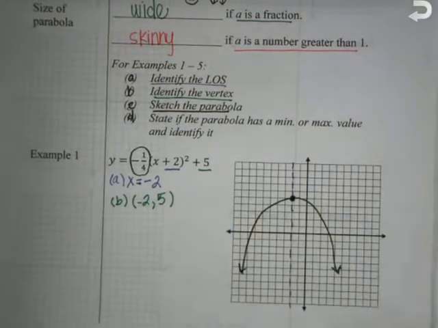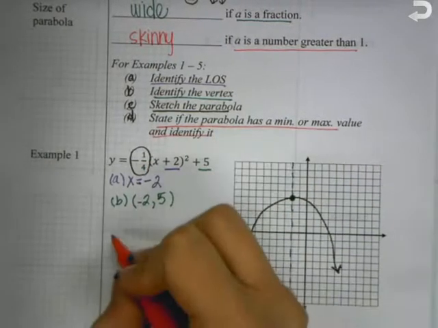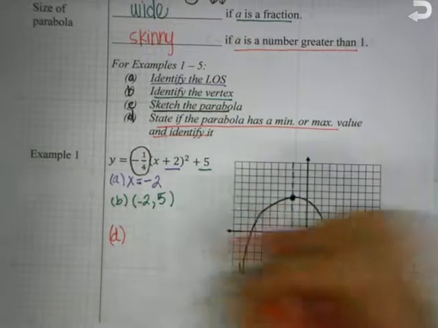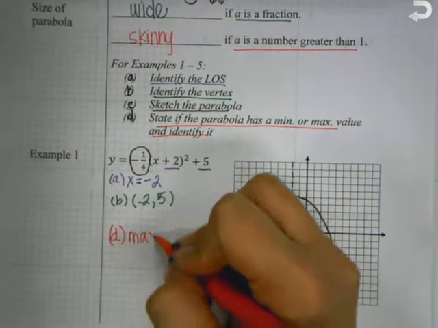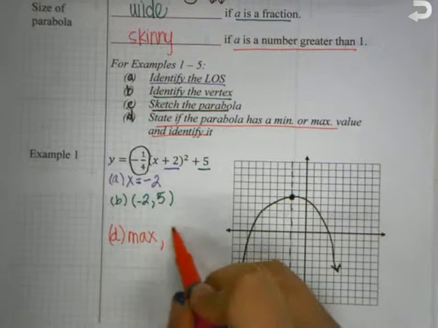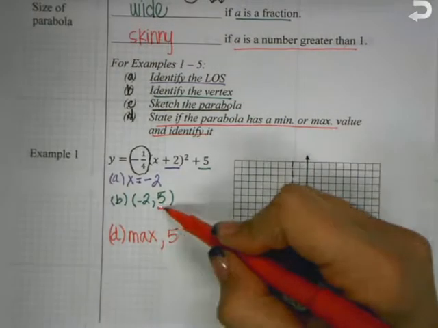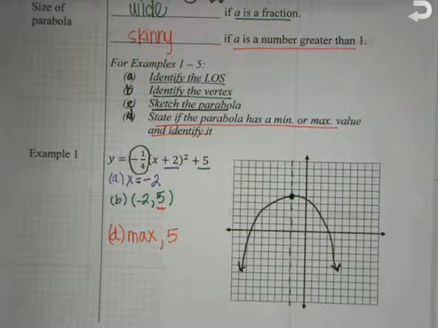And then part D, we want to state if the parabola has a min or a max. So for D, we have a max, and it's at the point. We only look at the y, so it's at 5. So for the max, we only look at that y value of the vertex. And we're done. So look at k on the side for the max. So for the max, we will be looking at k. For the line of symmetry, we'll be looking at h.